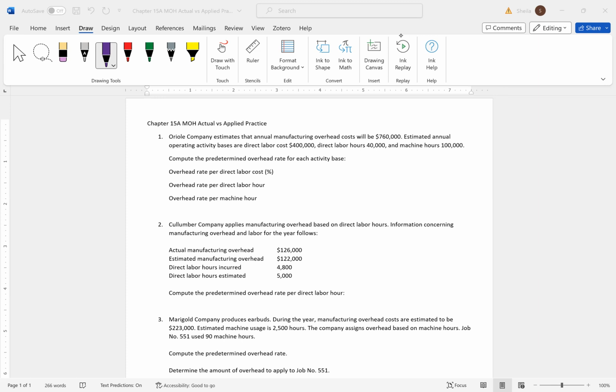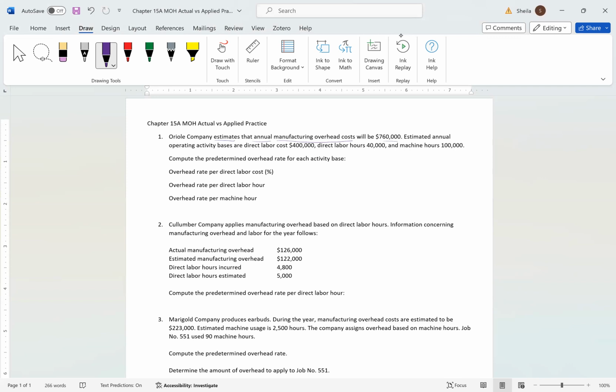So here on number one, we've got Oriole Company, and they estimate that their total annual manufacturing overhead costs are going to be $760,000 for the year. So the question we're really trying to answer is, if we have 20 different jobs or even 10 different processes, how do we allocate that in a systematic way that makes sense? We know we're not going to be spot on, but how can we do that?